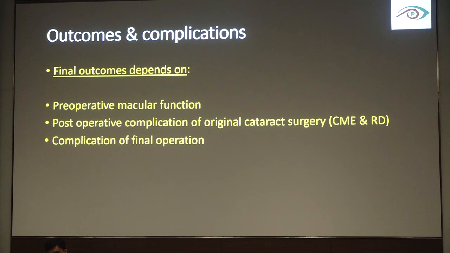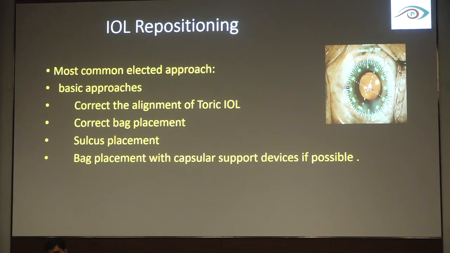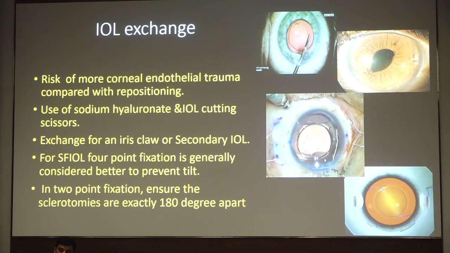Outcomes and complications: finally, it all depends on your preoperative macular function, complication of your final operation, and your CME or RD which is occurring. Surgical approach is mainly limbal or pars plana depending upon your decentration. For repositioning, correct the alignment of your toric, correct the bag placement, or sulcus placement if your bag is already gone. If you still need to go ahead with bag placement, put a capsular supporting device if it's possible. If you're exchanging it, use your sodium hyaluronate and your IOL cutting forceps.